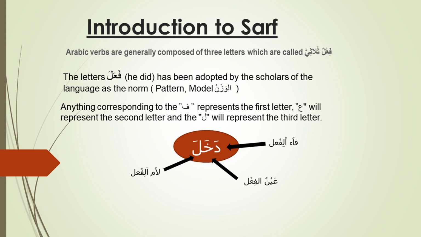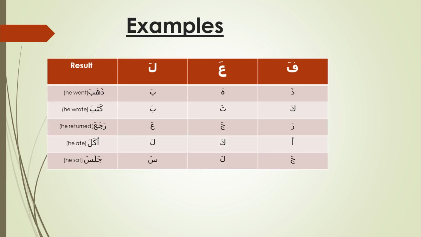Okay? Whoever needs to take notes, I'll leave it on the screen for a while. So I said, anything corresponding to the fa represents the first letter. Anything corresponding to the ayn will represent the second letter. And anything corresponding to the lam will represent the third letter. And I'll explain it more in the next slide. Okay, so now let's look at the examples.